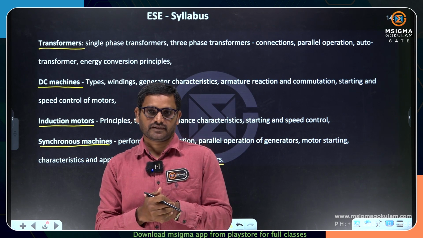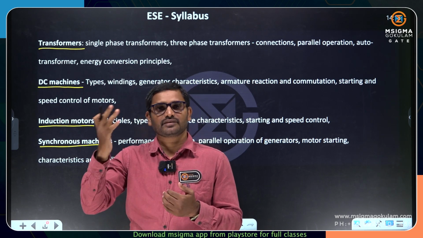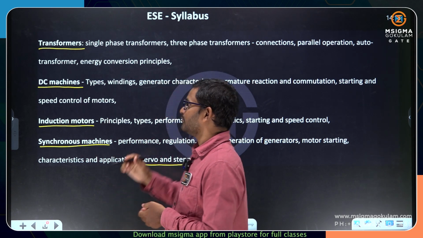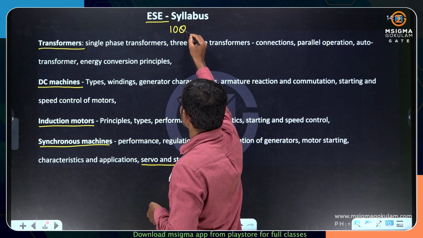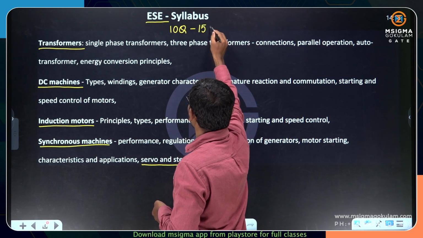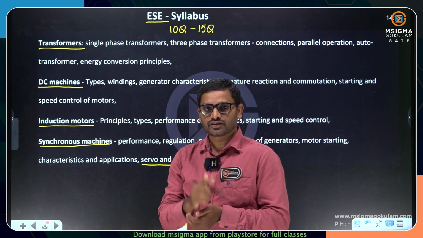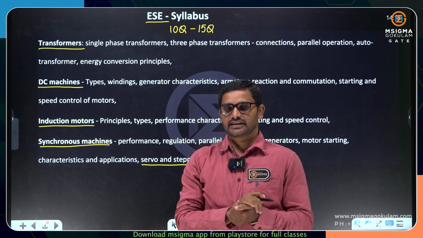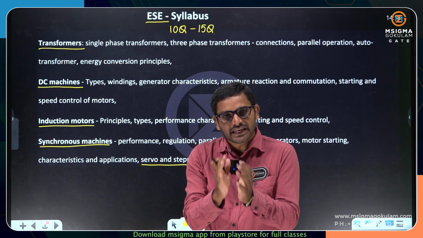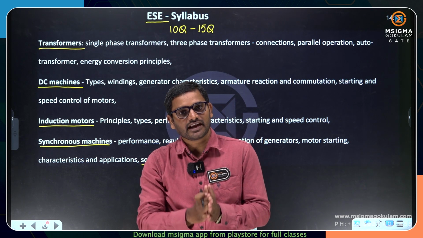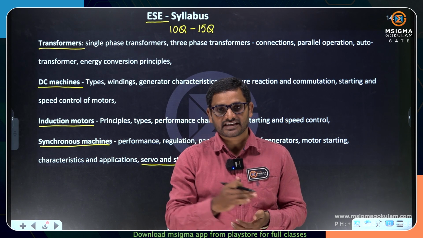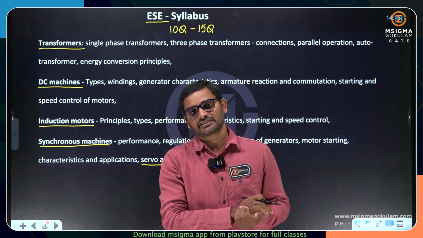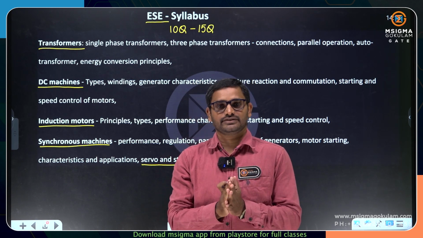And coming to the engineering service examination, you will get around 10 to 15 questions. Sometimes it will be 10 questions, sometimes it will be 17 questions also. So the number of questions varies from 10 to 15, and each question carries 2 marks. So I can say a minimum of 20 marks weightage and a maximum of 30 marks weightage will be there. So whether you take the GATE examination or the engineering service examination, the weightage is very huge.